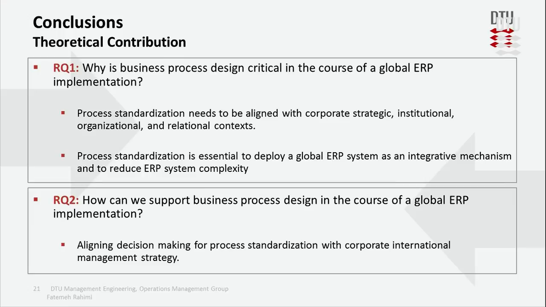The second research question looked for BPM capabilities that would support business process design. The third study looked into BPM alignment capability and suggested that the decision for process standardization needs to be in line with corporate international management strategy in terms of asset configuration and headquarters-subsidiary relationship. It also provided detailed guidelines for actually realizing the alignment. In this way, this study challenged some previous studies that encourage process standardization mainly based on operational similarity.